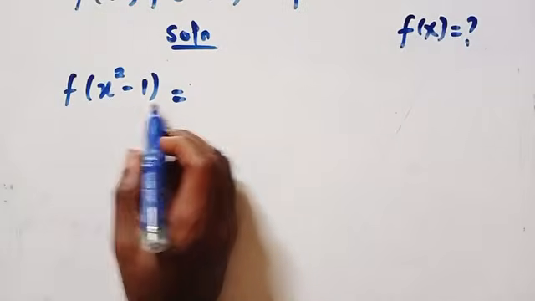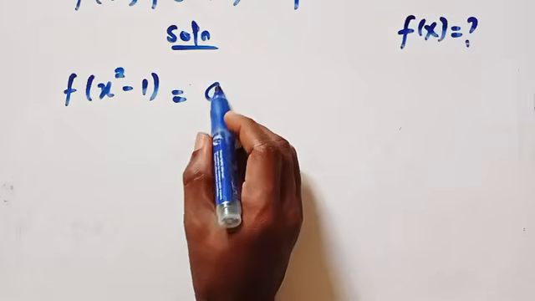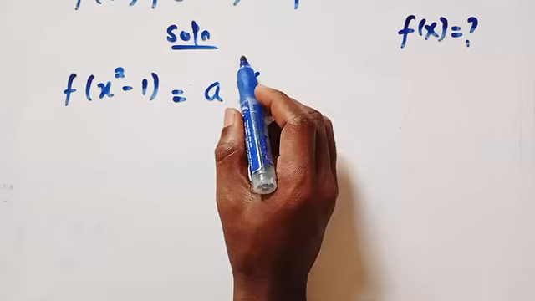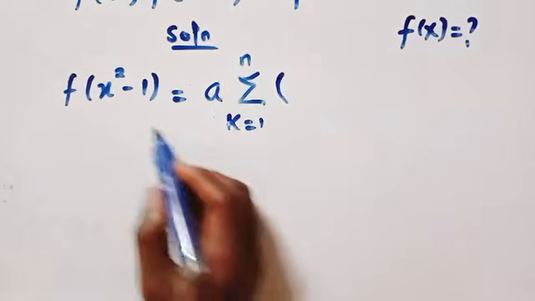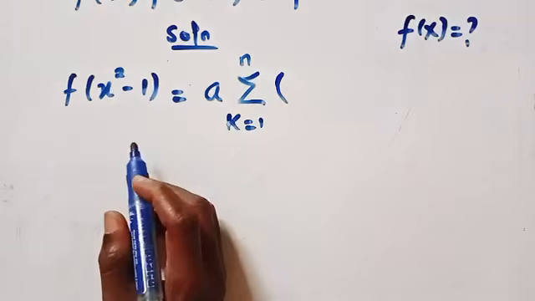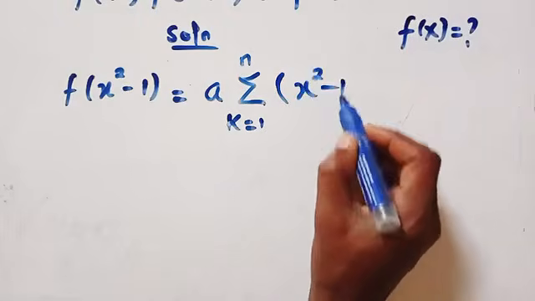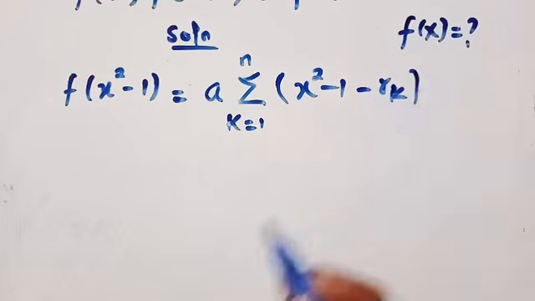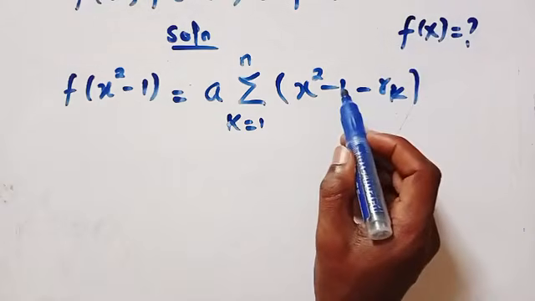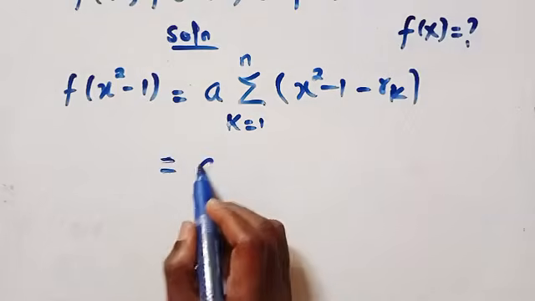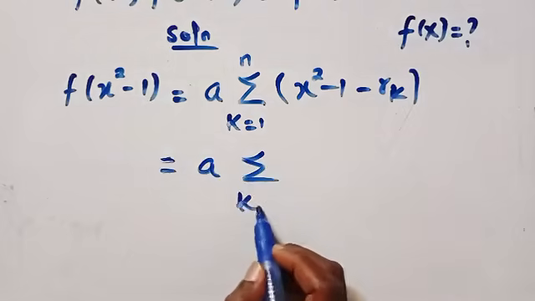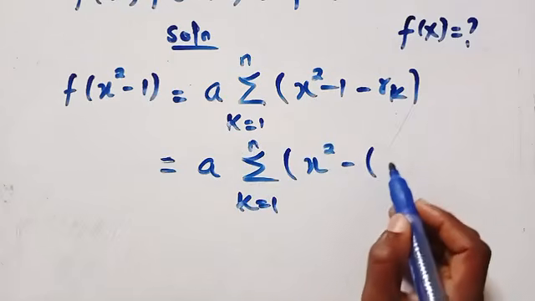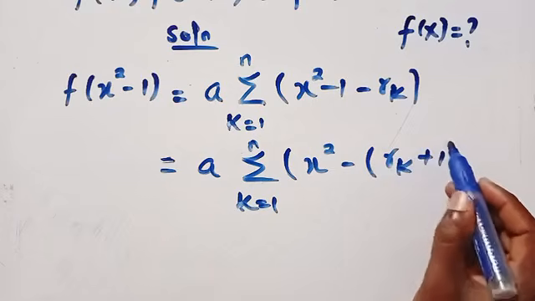For f of x squared minus 1, this gives us a summation of k equals 1 to n into bracket of, we are changing every single x to x squared minus 1. And here gives us x squared minus 1, then minus rk. Let's put minus 1 and rk together. So here we have a summation of k equals 1 to n into bracket of x squared minus, so here we have rk plus 1.